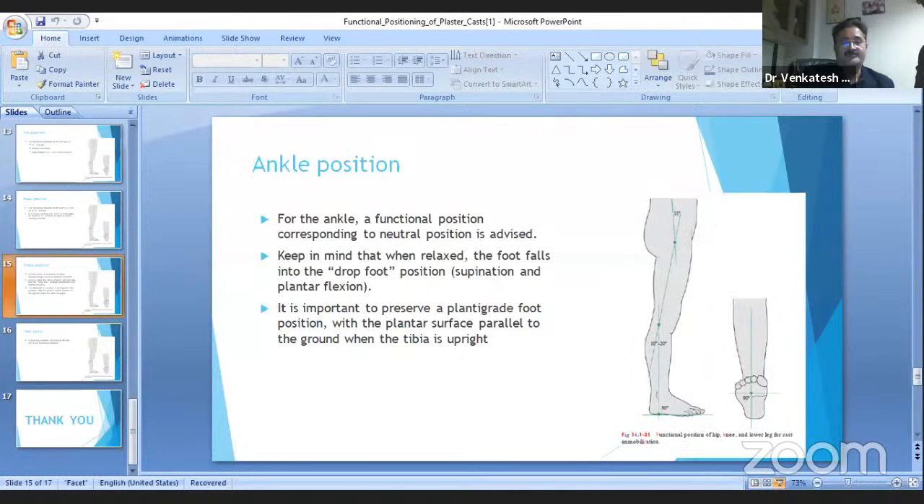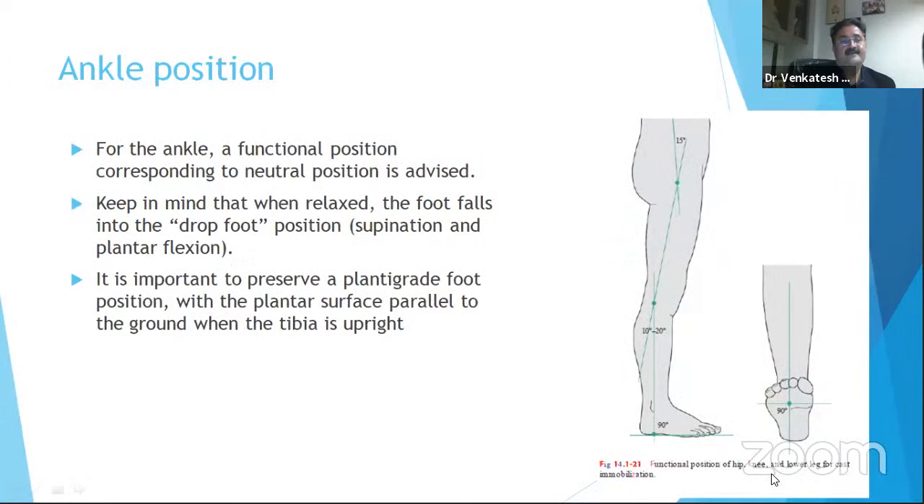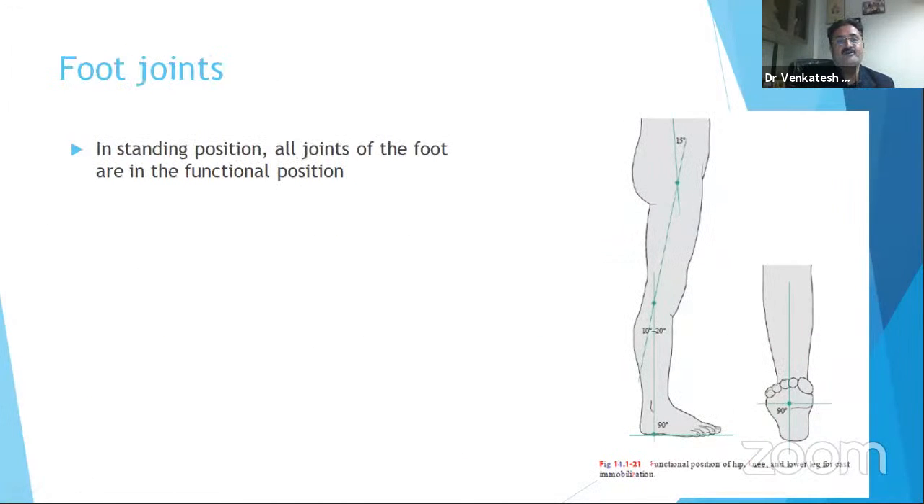So this is the ankle position. So in standing position, all the joints are in the functional position.